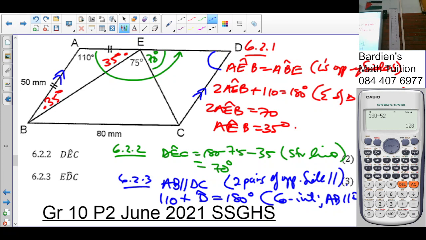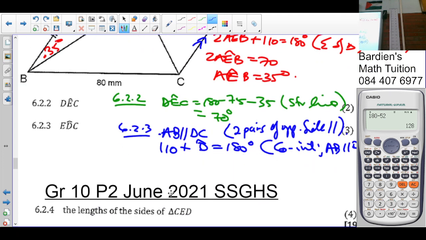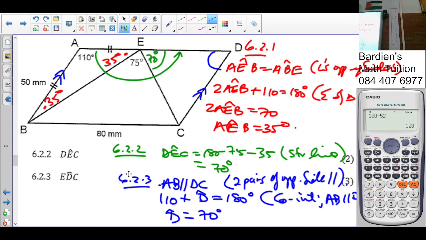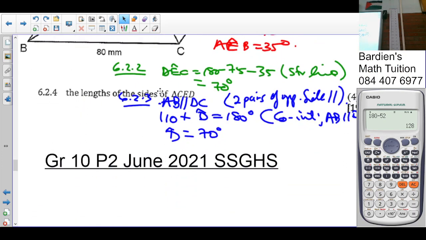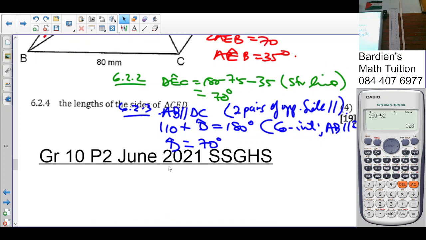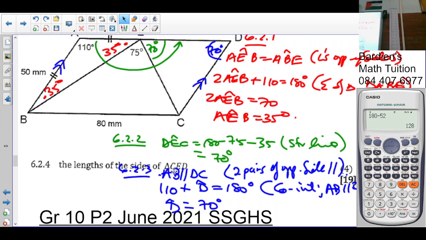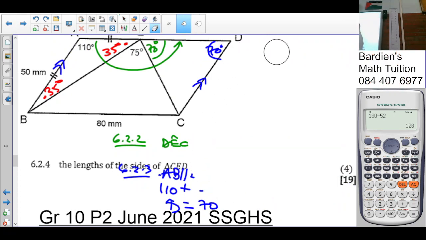So did I have to say this here? Yes, because it's not on the diagram. So if it's not on the diagram, it must be stated. So angle D works out to be 70 degrees. Okay, so there's 70. And then the last question, what I'm going to do is take this off here, because as you can see, we're running out of space.